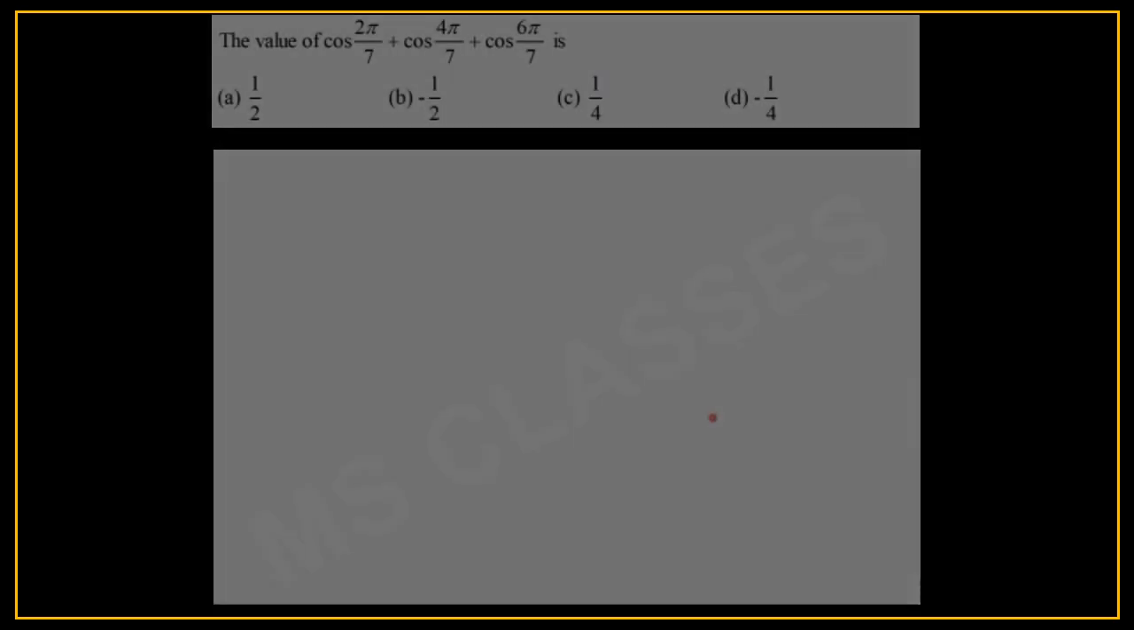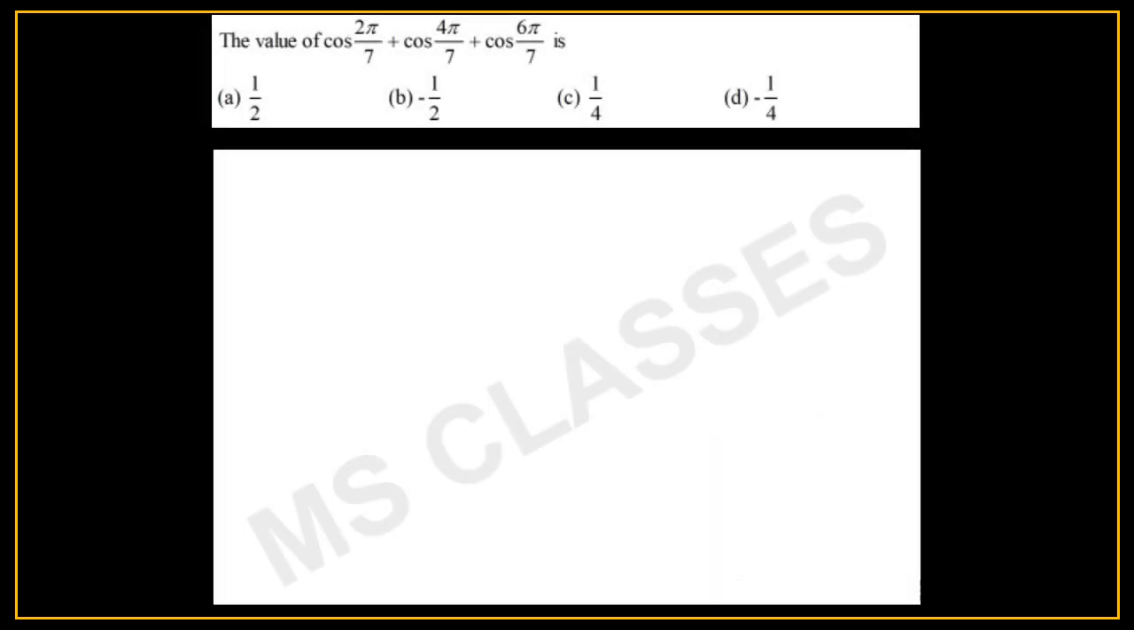Let us take the next sum. We have to find the value of cos 2 pi by 7 plus cos 4 pi by 7 plus cos 6 pi by 7. So first of all, the main observation here is that the angles are in arithmetic progression because they have a common difference here, which is 2 pi by 7 between the angles. So here we can apply the formula, but before that we can just write what is the difference between the angles.